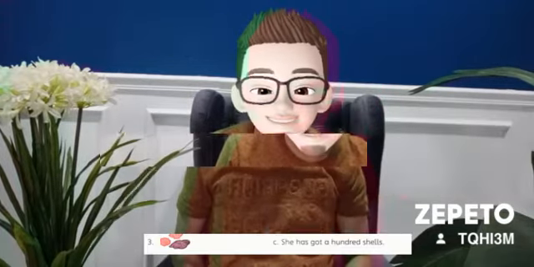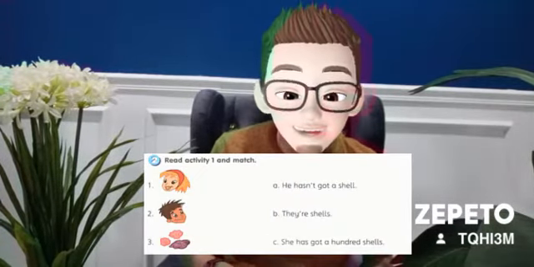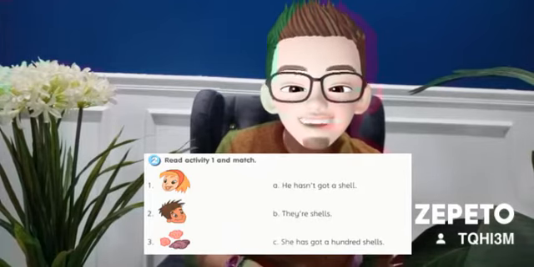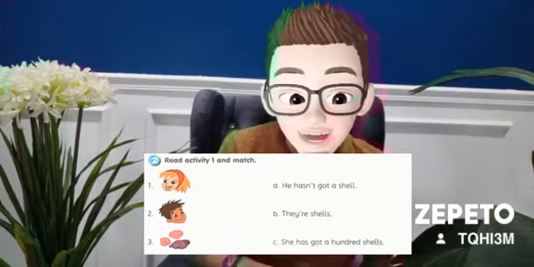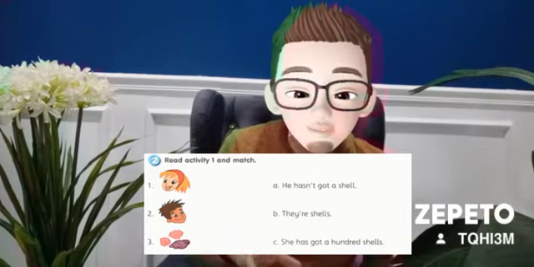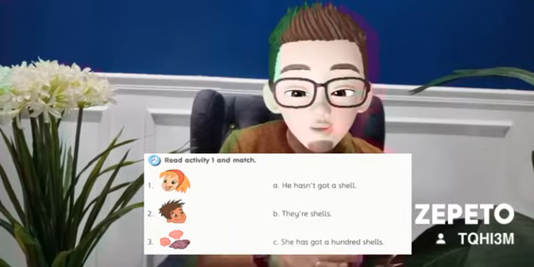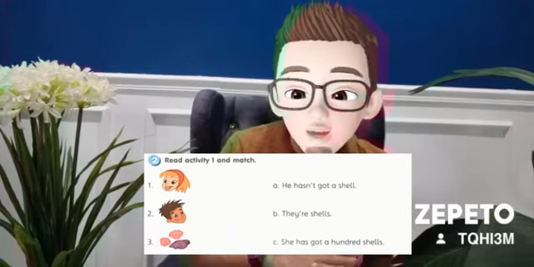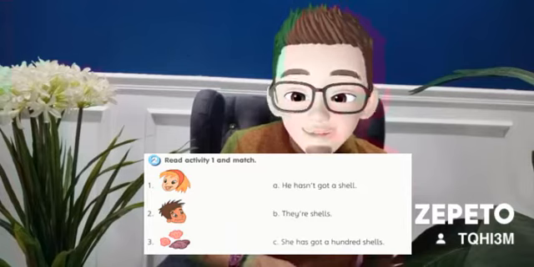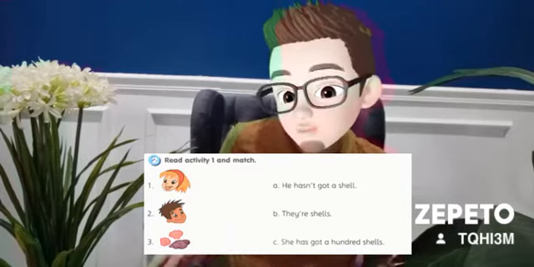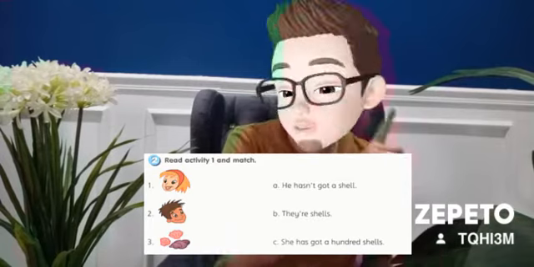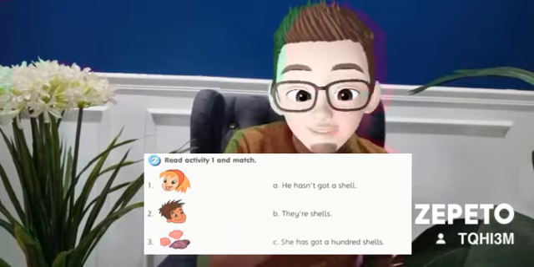Now let's discuss this verbally. So this one you don't have to write in your exercise book at all. We just do it verbally here. Are you ready? Let's do this. Number 1, look at the picture. Who is that? She is Anna, right? So which one is the answer? Is that A, he hasn't got a shell, or B, there are shells, or C, she has got 100 shells? Which one is the answer? Now you decide. I don't want to tell you the answer. You've got to do it on your own.